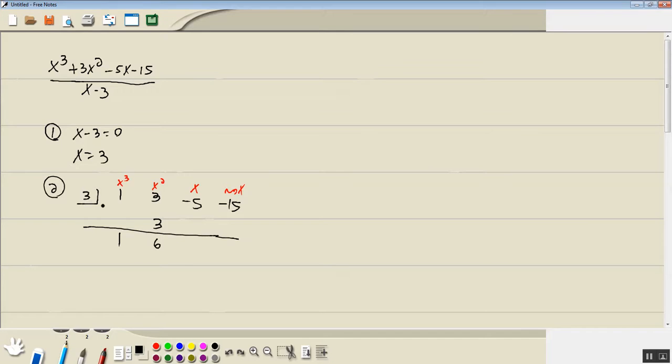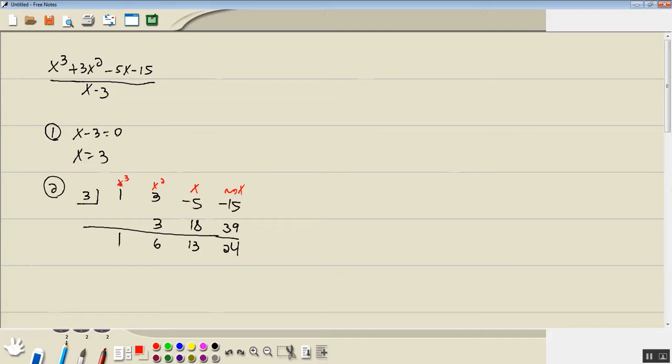Multiply. Take the number in a box times the number I put down there. 3 times 6 is 18. Add. Negative 5 plus 18 is 13. Multiply. 3 times 13 is 39. And add. And that gives us, what does that give us? 24? 1, 3, 6, 18, 13, 39, 24, yeah.